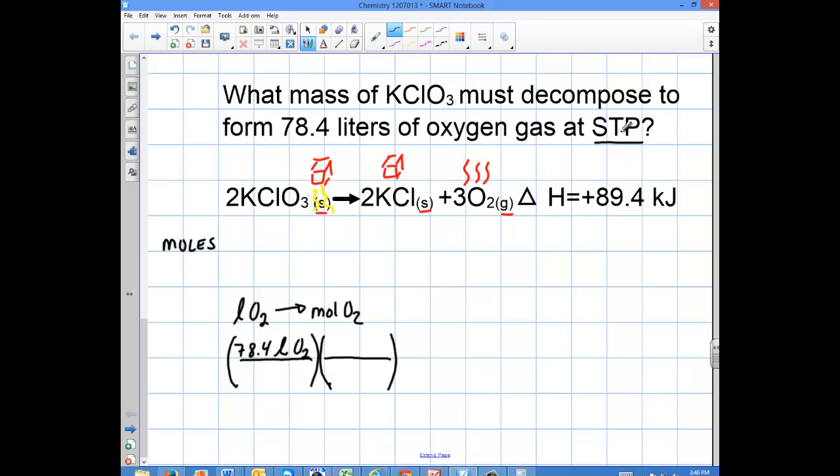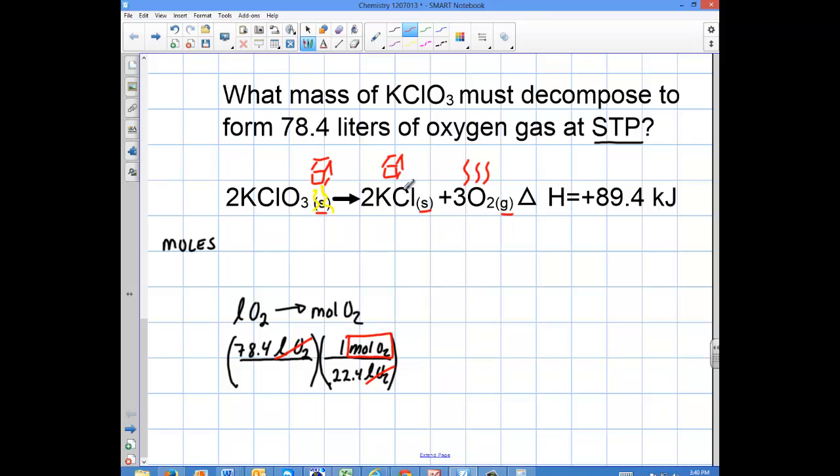The fact that we have STP right here means I can tell you that I'm going to have 22.4 liters of O2 per 1 mole of O2. Once again, I have my units, my molecule, my units, my molecule. They occur in pairs. You have to write them all out like this. It's not going to work if you leave out the units. The teacher's not going to be able to follow what you're doing. So I cancel out the units and the molecule, and I'm left with moles of oxygen. That's what I wanted to see.